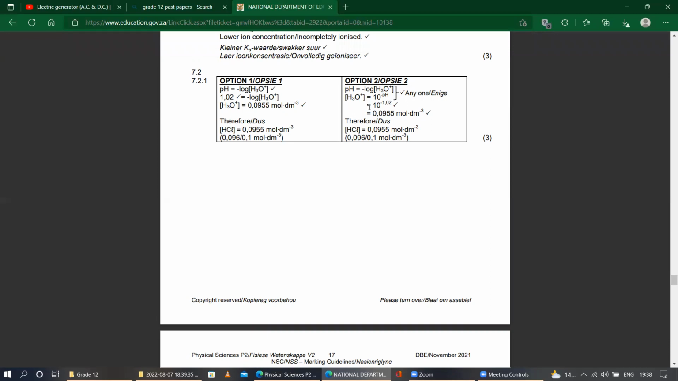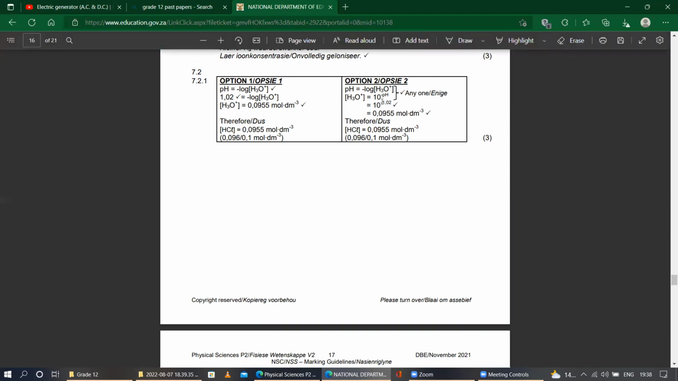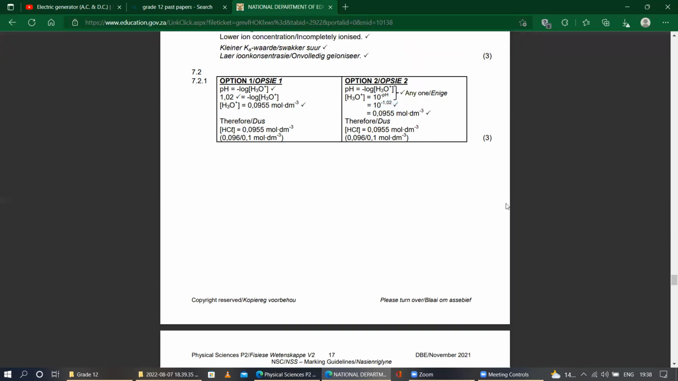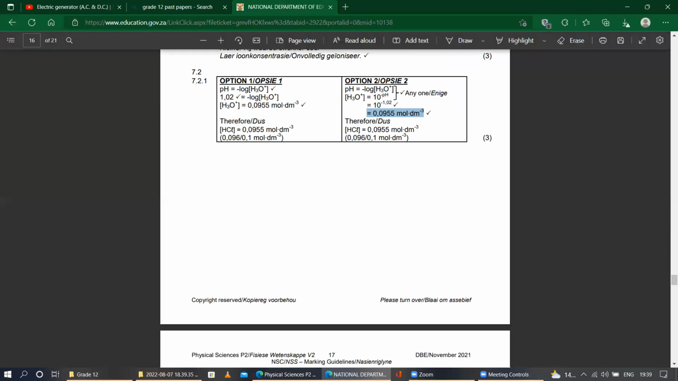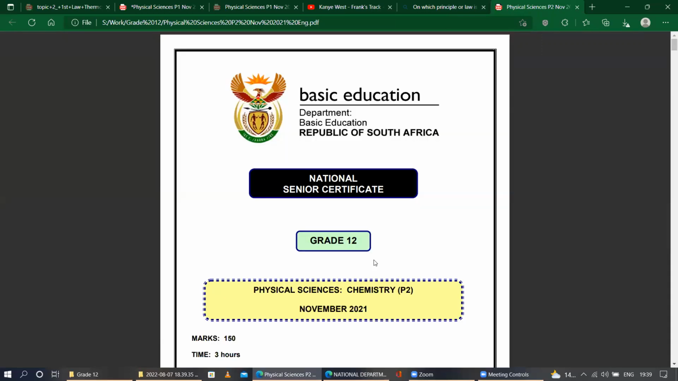So yeah, pH is equal to 10 to the power negative 1.02. Then I think one of you guys gave it to me. Yeah, it was Jesse. Jesse, I'm sorry if I butchered your name. So the answer is going to be 0.0955 moles per cubic decimeter. Did you guys see it, and do you understand it?